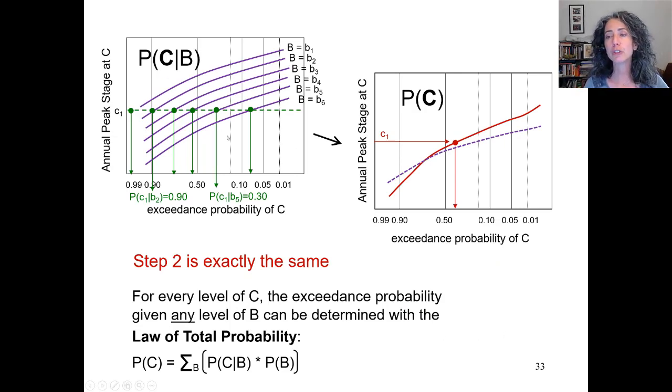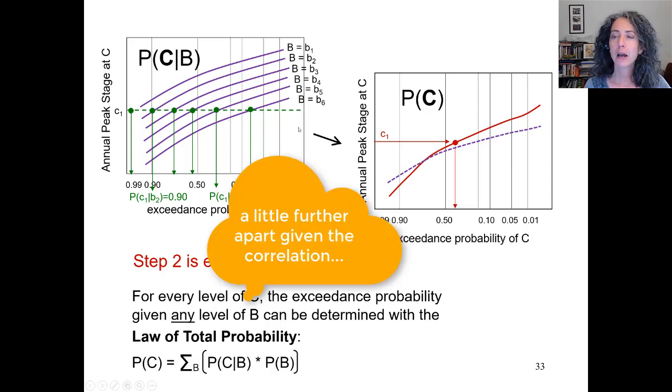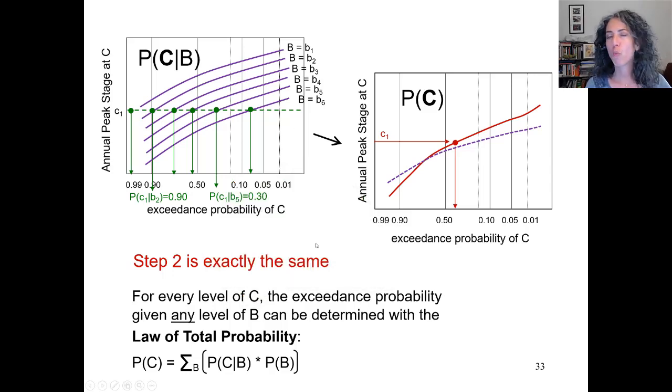But after that slight difference in step A, step 2 is exactly the same. So the conditional curves for C given B, or tributary stage given main stem stage, those curves are going to be a little bit further apart in this case, but we're going to do the same total probability method to combine these conditional curves into one marginal curve for C. Now, the outcome that we're going to see, though, is that the frequency curve for C is going to have a greater variance or standard deviation.